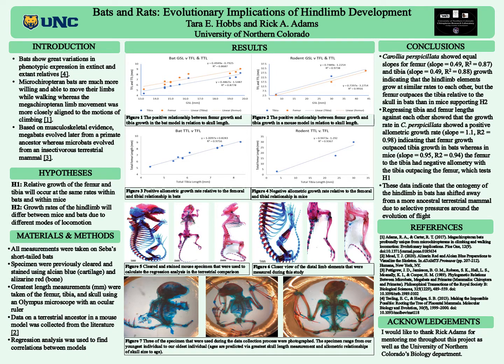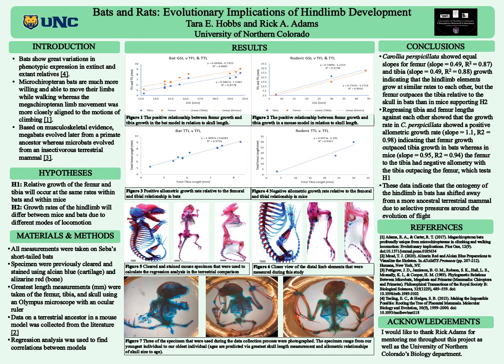Through evolutionary time, bats show great variations in phenotypic expression in both living and extinct species. These various expressions allow for varying movements and abilities as well. For instance, microbats are better suited and more capable of maneuvering their limbs in a walking fashion, whereas the megabats' limb movements are more aligned with the motions of climbing. Through assessments of musculoskeletal data, it is hypothesized that megabats evolved from a later primate ancestor, whereas microbats evolved from an insectivorous terrestrial mammal such as a shrew.